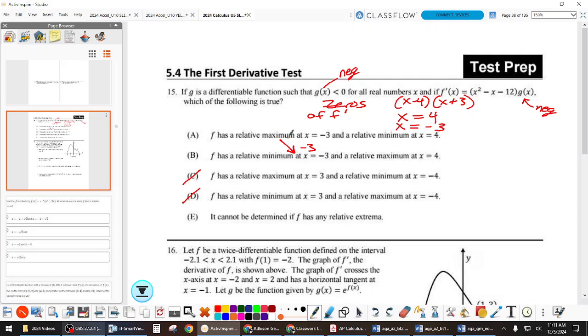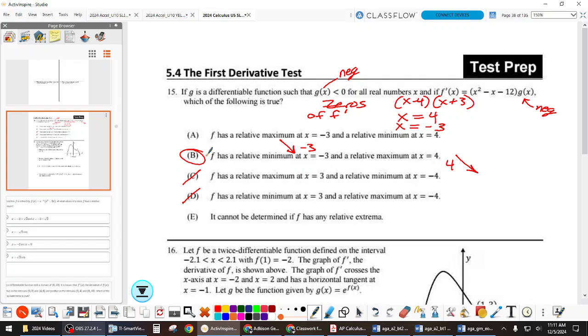Anyway, so that kicks out negative 3 being a max. But it does kind of confirm a minimum. And then we can check the other one, right? At 4, if we plug in a 5, for this to be a max, it would have to be negative on the right side. 5 squared minus 5 is 20, minus 12, that's still positive, but then times a negative. So B.